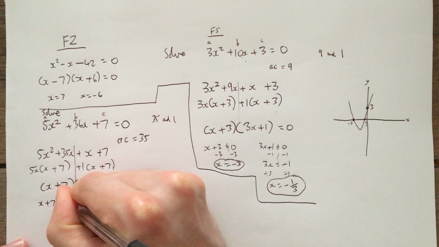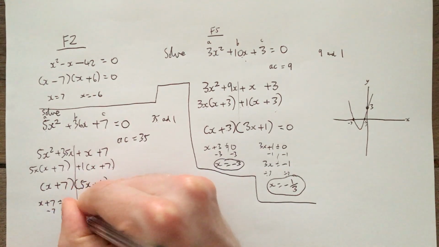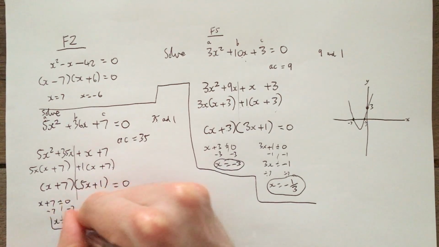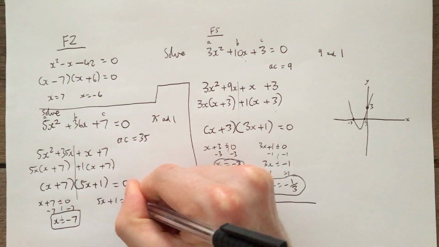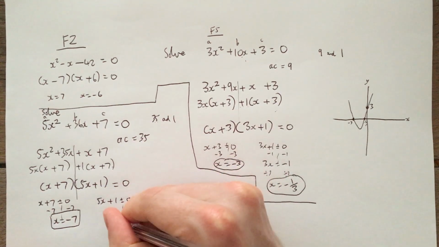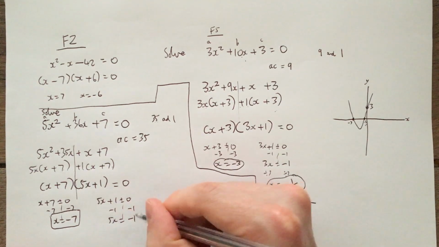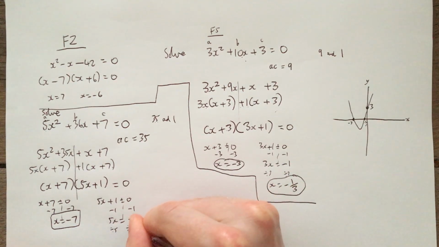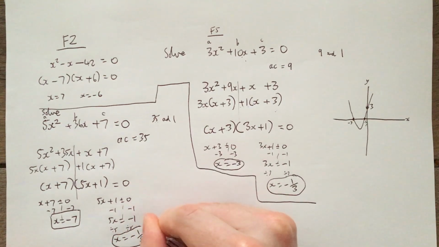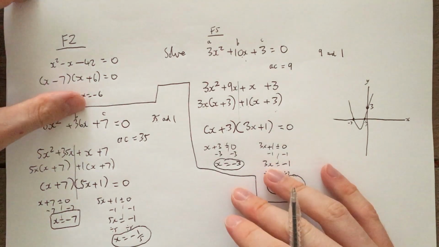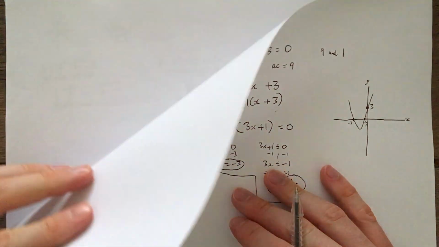x plus 7 equals 0. Minus 7, x equals negative 7. That's one of our answers. 5x plus 1 equals 0. Minus 1, 5x equals negative 1. Divide by 5, x equals negative 1 over 5. That is the other answer. Okay? So, I'm going to do two very quick examples of F6 and then we shall be done with this video.